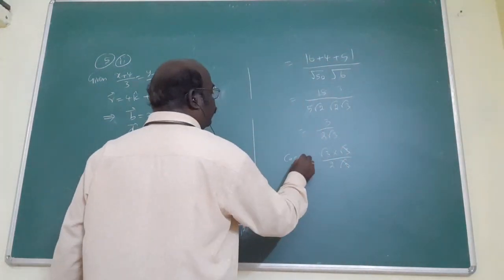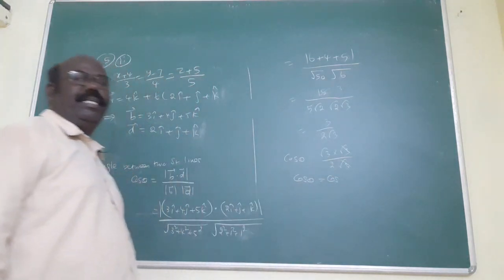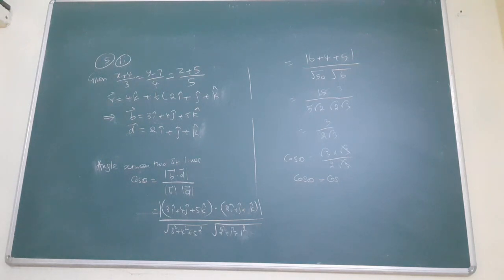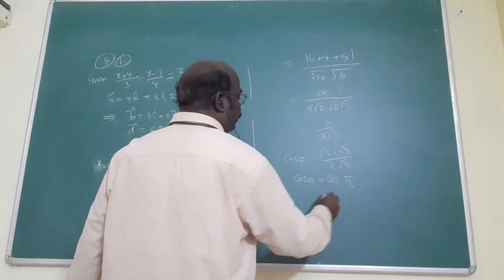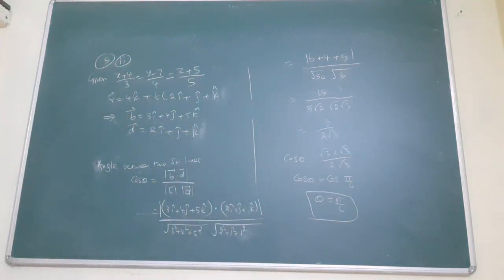This is cos theta. Cos theta equals root 3 by 2, which can be written as cos of 5 by 6. Theta equals this answer. Am I correct? Root 3 by 2 is cos 30, sin 60, root 3 by 2, cos 60, 5 by 6. Therefore, the angle between is acute, below 90. That is the correct answer. That's all.